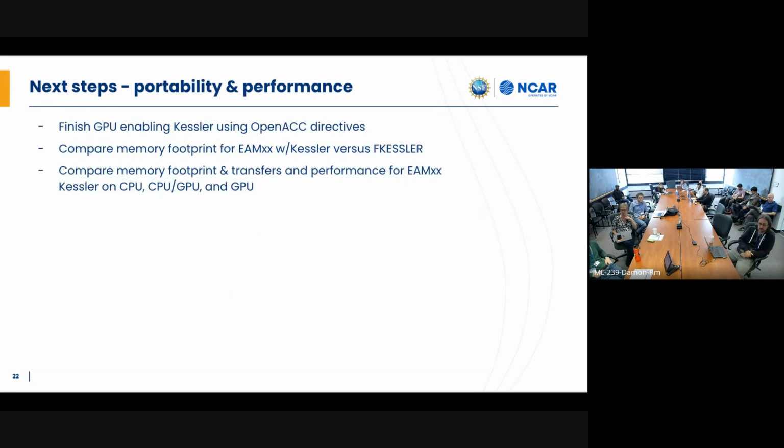As far as portability and performance, we do need to finish GPU enabling Kessler by adding OpenACC directives. That work has been started. And then also comparing memory footprints for the EMXX with Kessler versus F-Kessler and storm speed. We also want to look at the comparison of running Kessler in EMXX on CPU versus the GPU with the C++ side and the CPU Fortran. And then if we have everything on the GPU, what does that look like? And is adding OpenACC directives beneficial for us?